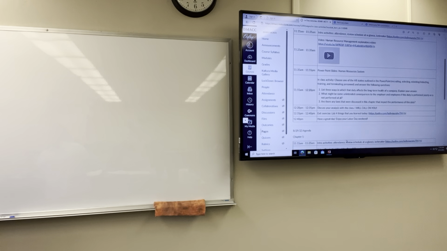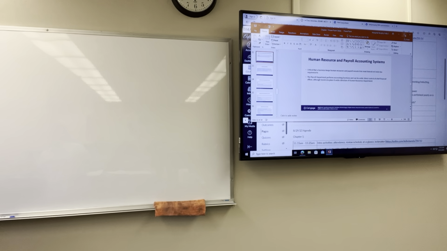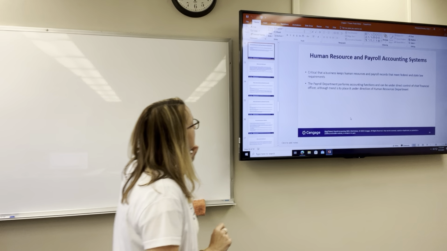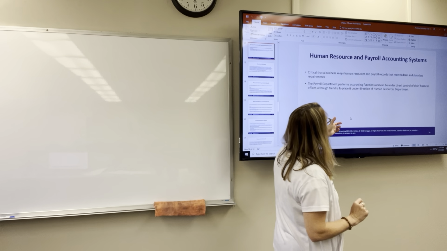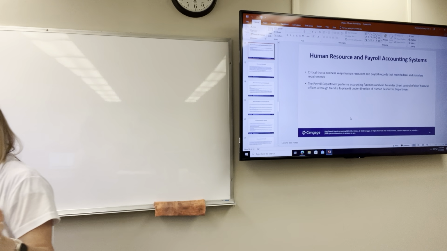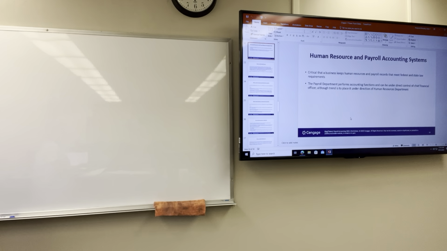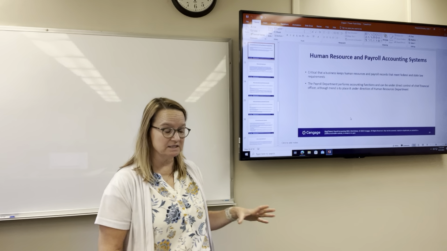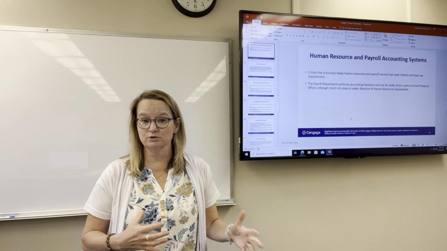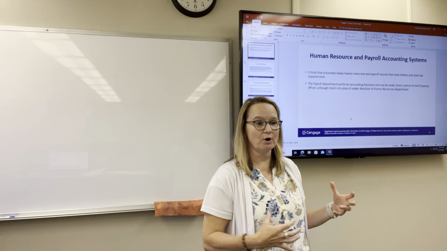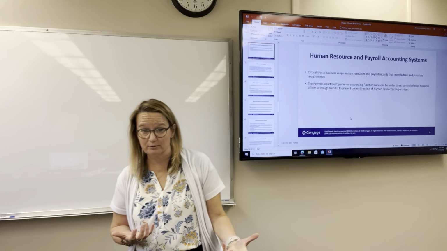So with that said, I just want to go really quick, we've only got a couple of slides to go through here. As I mentioned, the Human Resources Department and the Payroll Department work very closely with each other. The Payroll Department is going to perform all of those accounting functions. Oftentimes it is under the direct control, in those mid to large size companies, of the Human Resources Department. It could also be part of the accounting department, right?